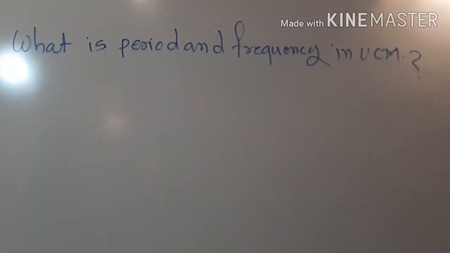The next point is, what is a period and frequency in UCM? It is an additional point and it is helpful from the numerical point of view. So write down this question. What is a period and frequency in UCM?